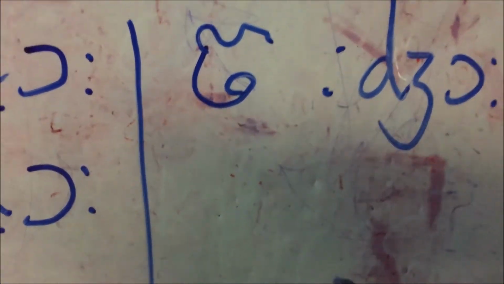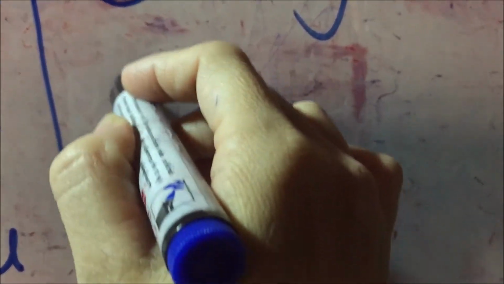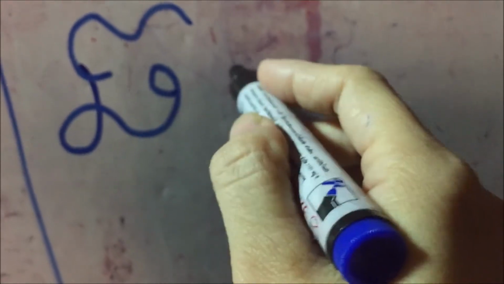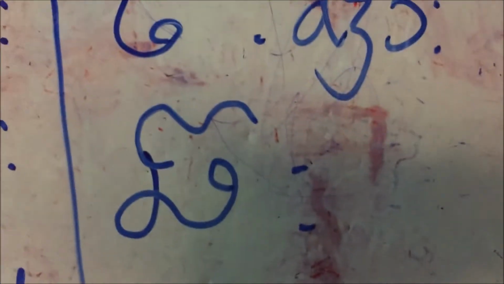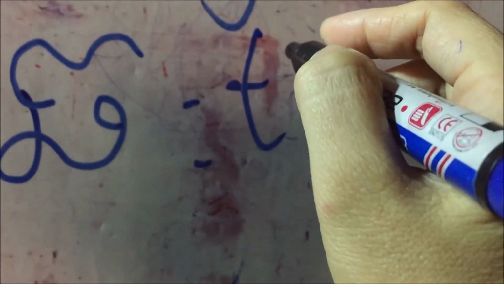And after that is chaw. How to write chaw? Chaw like this. How to make the sound chaw? Like chang, right? Chen. So the simple phonetic in chen is ch. Ch is written like this. Okay, one more time, ch.